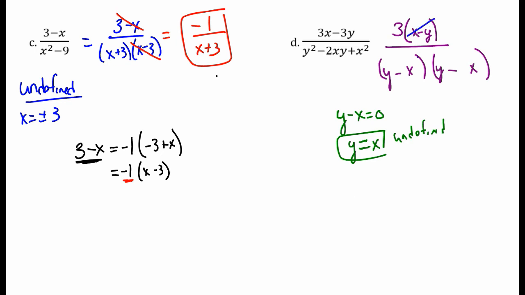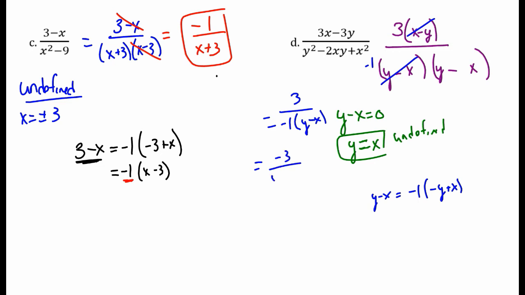Those guys do divide out, but it leaves behind a negative 1. Because if I have y minus x, I can rewrite that as negative 1 times negative y plus x, and using the commutative property lets me switch the order, which divides out there. So what's this expression equivalent to? 3 over negative 1 times y minus x. Or you could write that as negative 3 over y minus x.